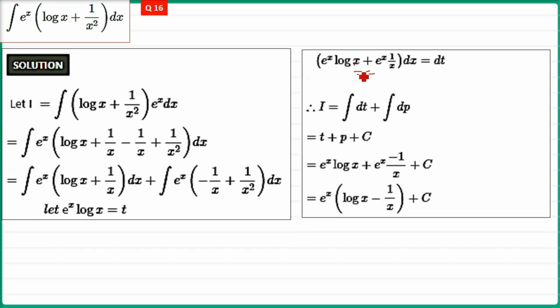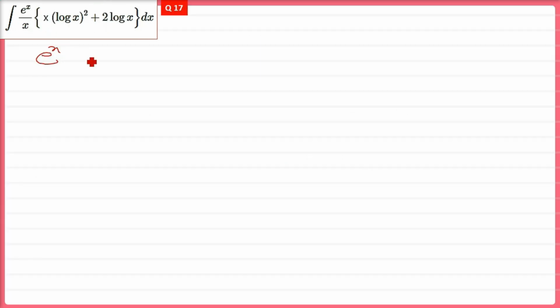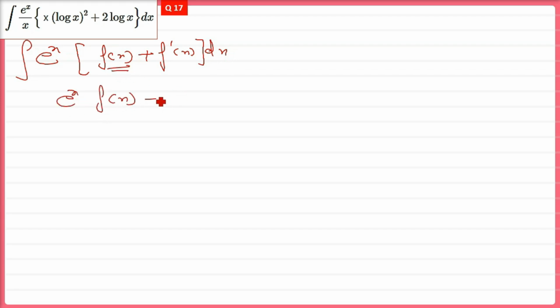The main thing is to separate them out and insert 1 by x, and that will make this solution quite easier for you. Now in this one we have e raised x, and we have an x in the denominator. So we need e raised x (fx plus f dash x). If we are able to make this, then we will be able to solve it, because it is simply e raised x fx. So we need to identify fx and f dash x. But since x is already there in the denominator, how can we do that? So let's take this x in the denominator. That is, multiply this 1 by x inside.